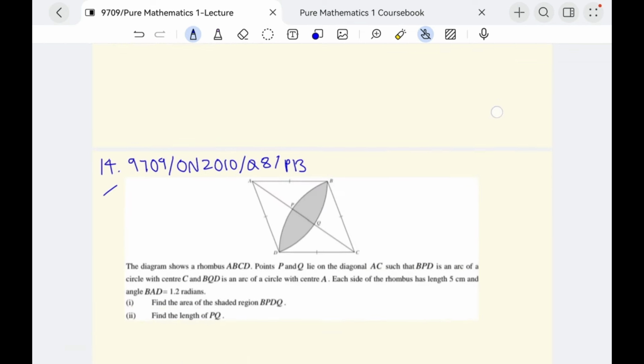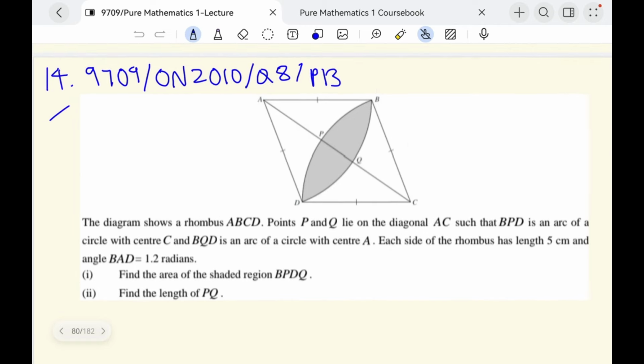Okay, let's proceed to question 14. The diagram shows a rhombus ABCD. About the properties of the rhombus, I've discussed with you in the previous video.